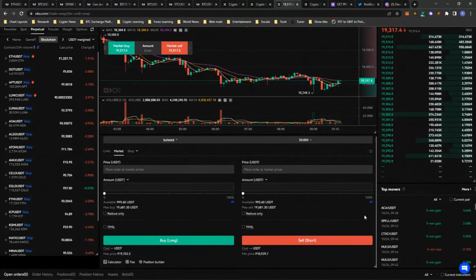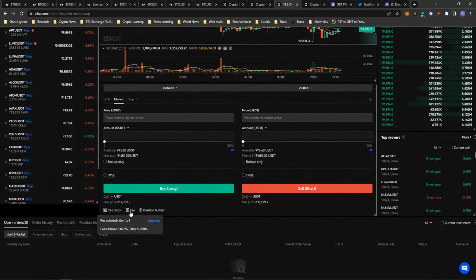Want to know those fees? You can head over to the buy sell area and there's a fee structure. And these fees come up in different tier levels depending on how much money you funded your account.